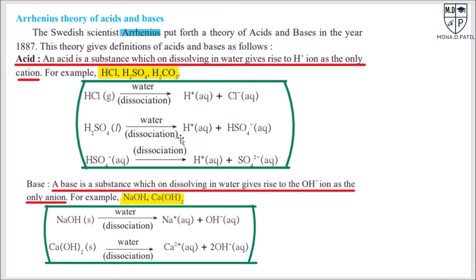Now base. A base is a substance which on dissolving in water gives rise to the OH minus ion as the only anion. So in acid you can see the cation is hydrogen, and here the anion is OH minus. Okay. So examples of base are sodium hydroxide and calcium hydroxide. Here you can see at the end of the product the OH minus is the anion. Okay, so here these are the bases.